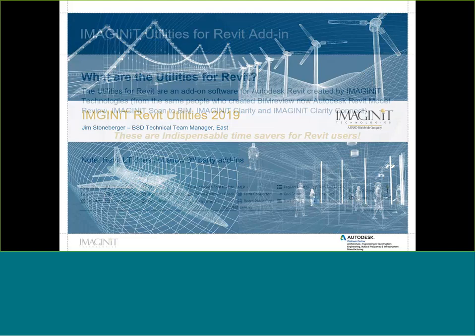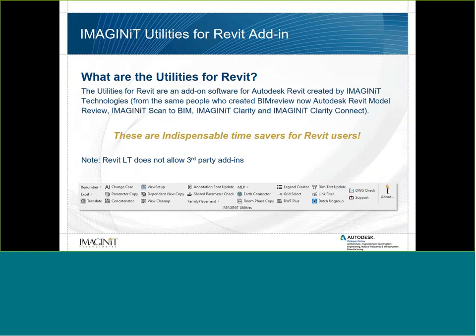So just kind of an overview of our utilities. First of all, IMAGINiT utilities are an add-in for Revit. We do have several utilities, and as I stated, we have a few that are new this year. Actually, you can see on here just in this image, some of the new utilities are this annotation font update utility. We'll talk about that, a shared parameter checker, and a family placement tool.